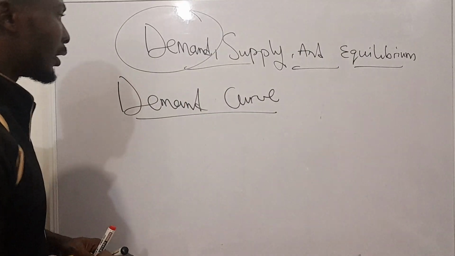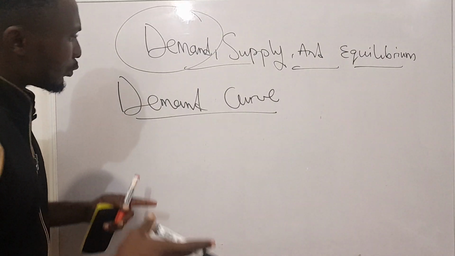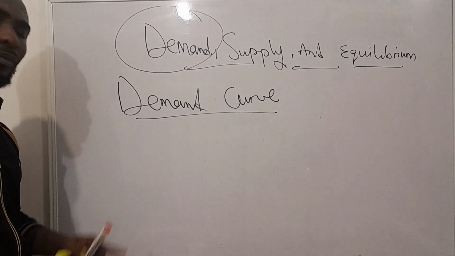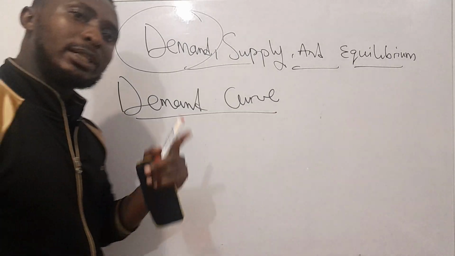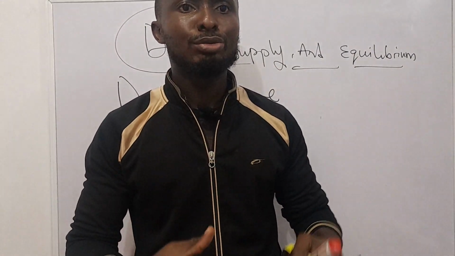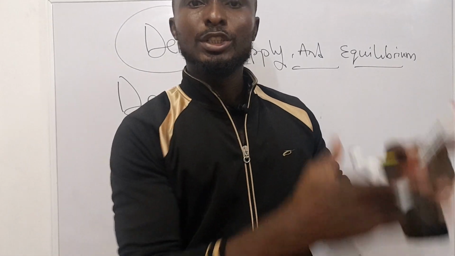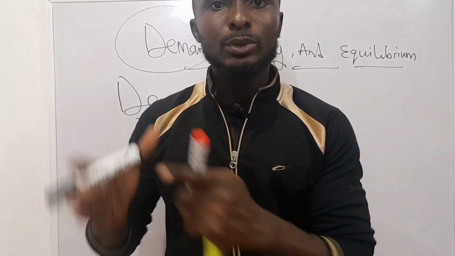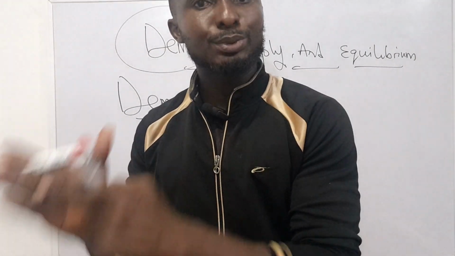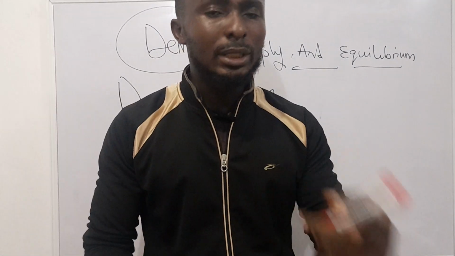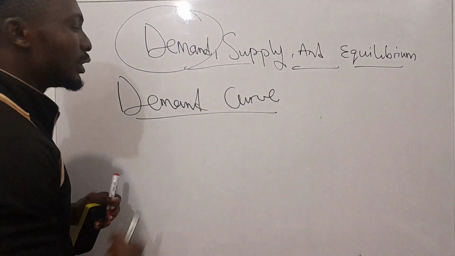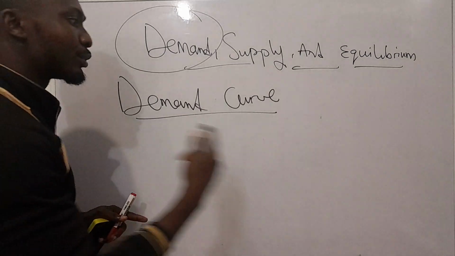So the first thing we can look at here is the demand curve, what it means. Now what is the demand curve? The demand curve is a diagram that shows you the relationship between the price of a product and the quantity that consumers will purchase at different prices. So basically, the demand curve shows you the relationship between quantity demanded and price.